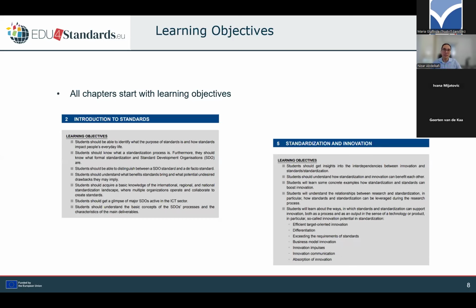Every chapter also has learning objectives. According to our experience as teachers and professors, we know that it's very important that students start with learning objectives, so they know exactly what they will learn. You can see in the formulations: students should be able to, students should know, students should acquire knowledge, students should understand. This is very important to provide to students.